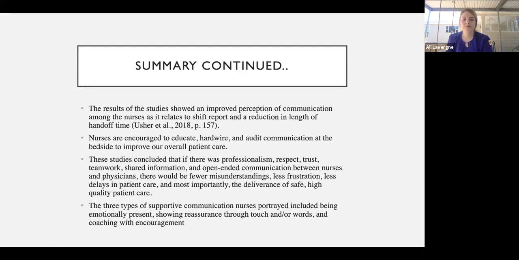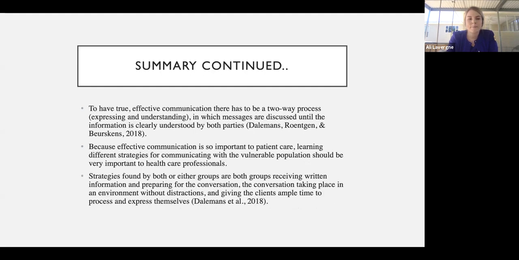These studies concluded that if there were professionalism, trust, respect, teamwork, shared information, and open-ended communication between nurses and physicians, there would be fewer misunderstandings, less frustration, less delays in patient care, and most importantly, the deliverance of safe, high-quality patient care. The three types of supportive communication nurses portrayed included being emotionally present, showing reassurance through touch and/or words, and coaching with encouragement. To have true, effective communication, there has to be a two-way process, expressing and understanding, in which messages are discussed until the information is clearly understood by both parties.